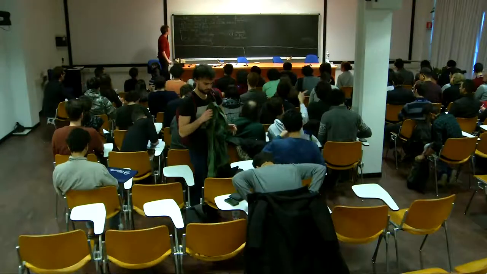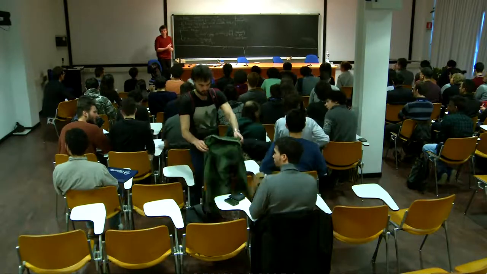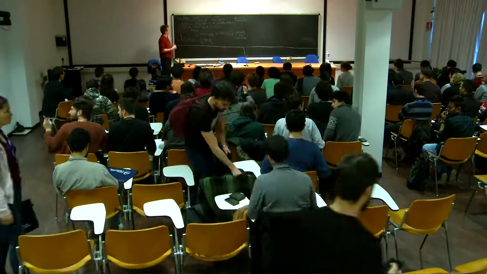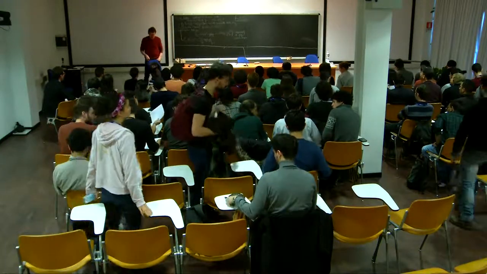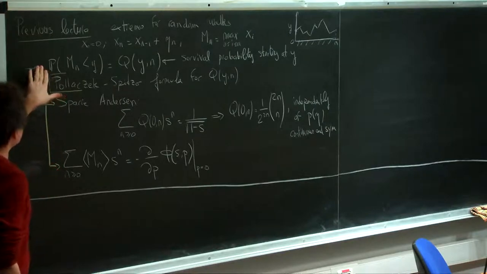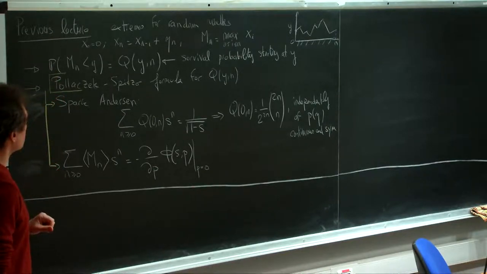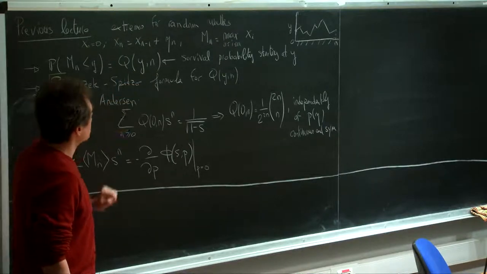is a random variable, and we would like to understand its statistics, and in particular what happens in the large n limit. So the first thing that I showed you, and I think that's really one of the key points, is that this cumulative distribution is just related to the survival probability of a random walk.